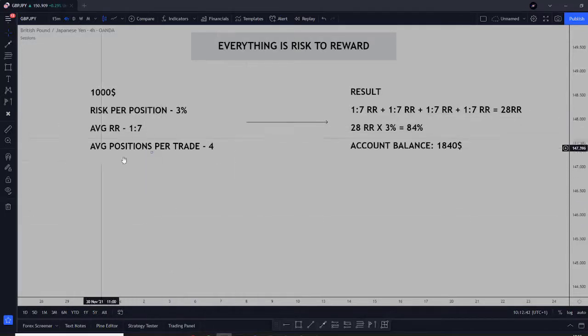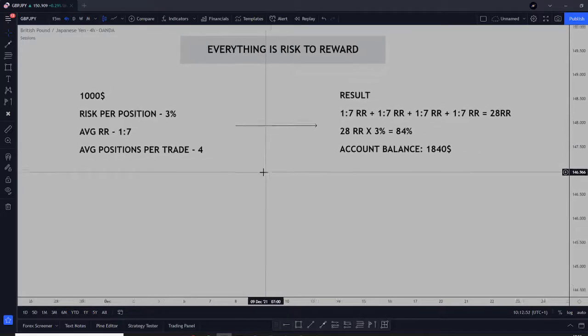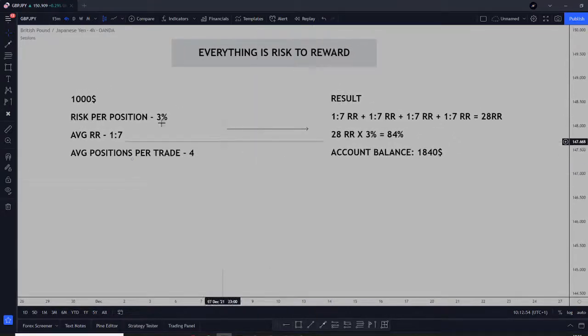And our average position per trade is around 4 positions. This is normally what we usually do. Sometimes we have 3 positions, sometimes we have 5. But I would say the average is 4 positions per trade. So let's say we take one trade with 4 positions. Our average risk to reward is 1 to 7, and we risk 3% per position. So every position right here, we risk total 12%. But obviously at once we just risk 3%.